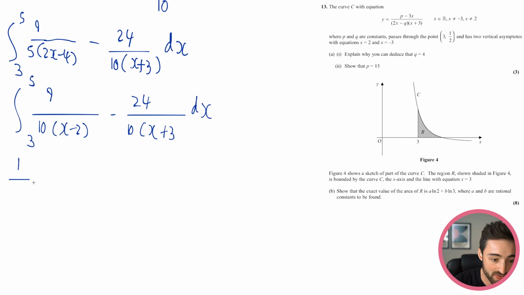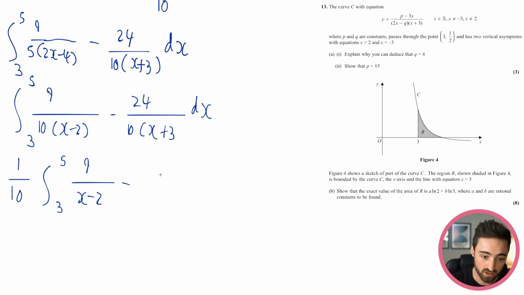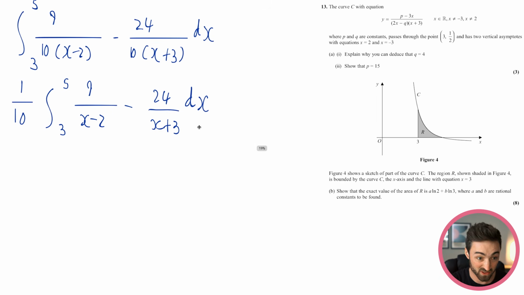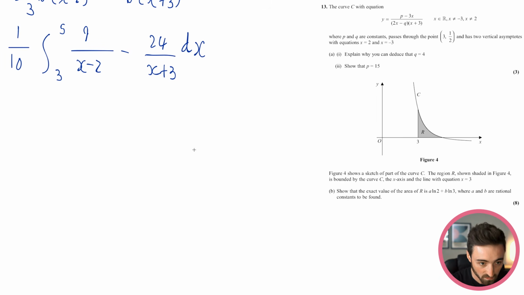So if I bring a 10th outside here, it just leaves me a few less things to worry about. So I've got 9 over x minus 2 minus 24 over x plus 3. I think at this point we can integrate. So this is where the lns are going to come.